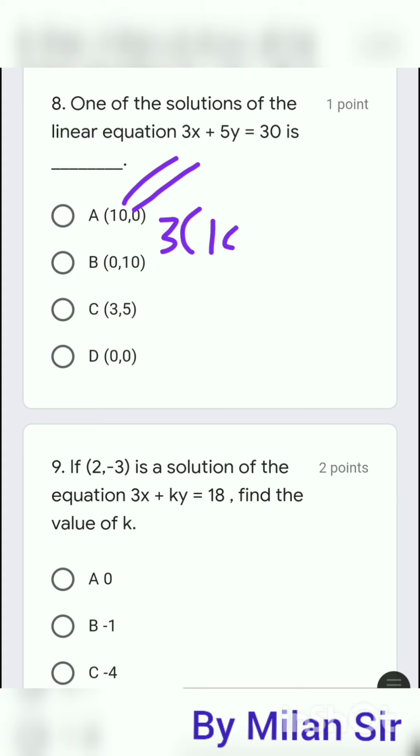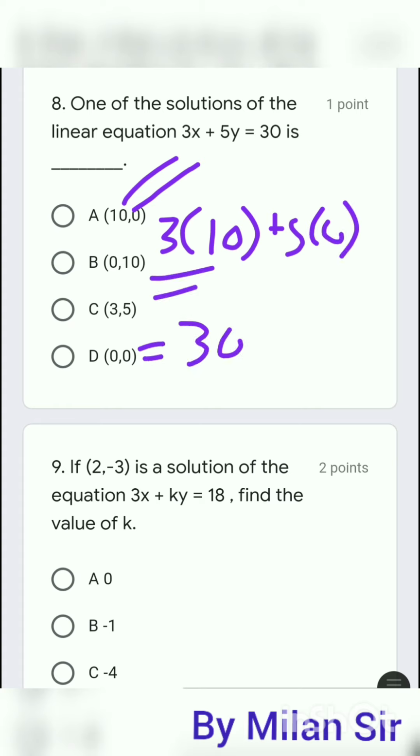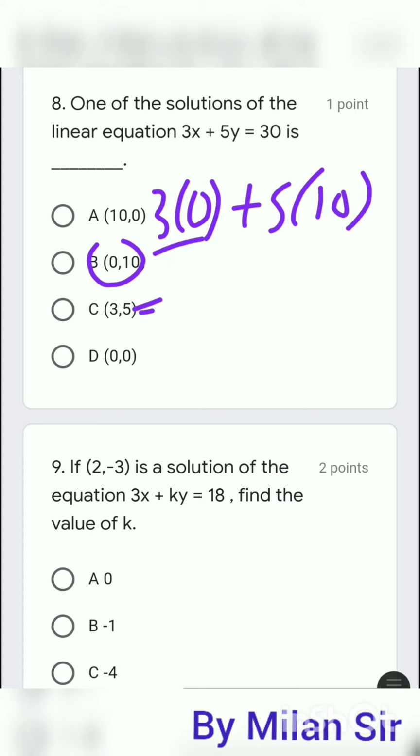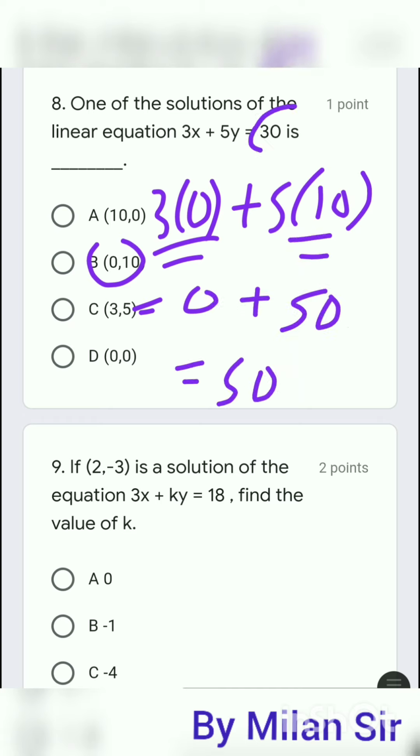So 3 into 10 plus 5 into 0. 10 into 3 is 30, plus 5 into 0 is 0. So 30 plus 0 is 30. So this is the correct answer, (10, 0). So option A is correct. Now check all the other values also. In place of x 0, in place of y 10. 3 into 0 is 0, 10 into 5 is 50. Our answer is 50, but here we want the answer 30, that's why this option is incorrect.